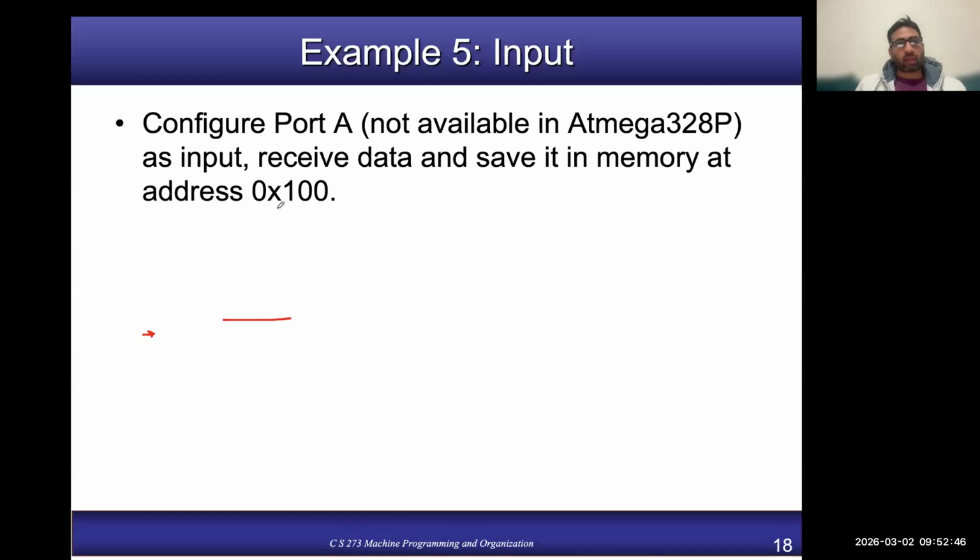Okay, so now let's do this example again by making a slight change. Let's say now I want you to configure not port A but port B as input and receive the data and put it at the address 0xFF. So now do this example on your own and let me know when you are done. I know this is not different from what we have seen, but I just want you to internalize what we have learned in the previous example.